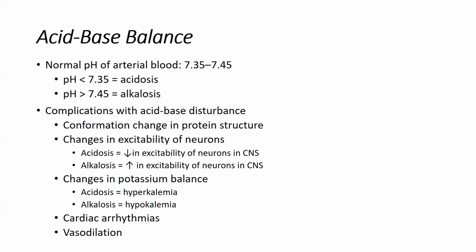Another complication is cardiac arrhythmias. Again, keeping the excitable tissues within that very narrow window is very important. We talked about the autorhythmic, the pacemaker cells of the heart. They need to be within that 7.35 to 7.45. Otherwise, they can be overexcitable or underexcitable, and that can lead to arrhythmias in terms of the rhythm and beat of the heart.